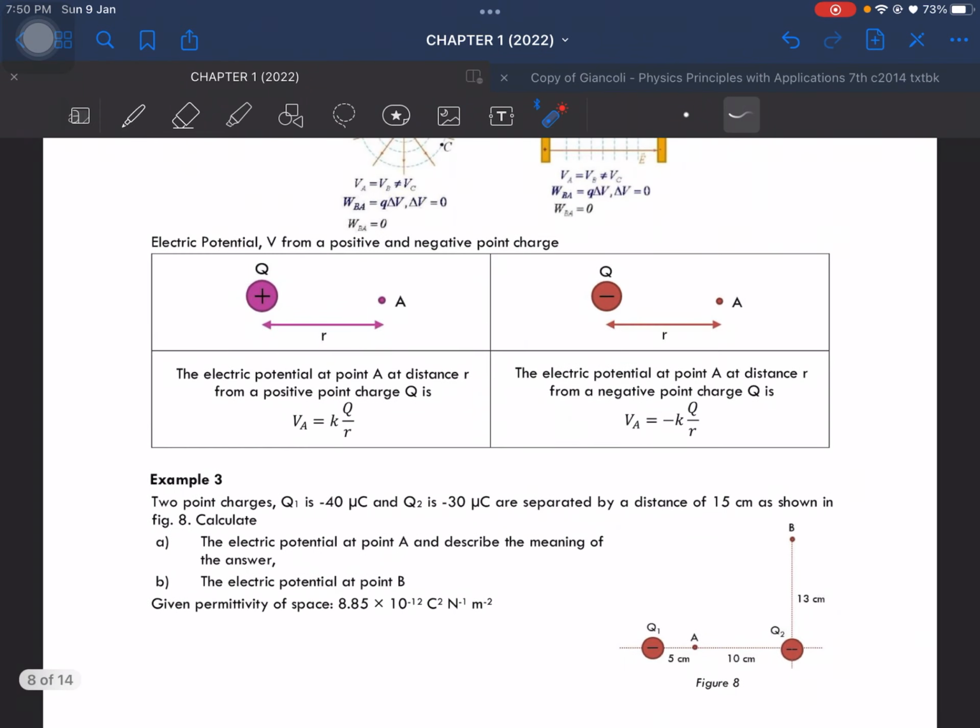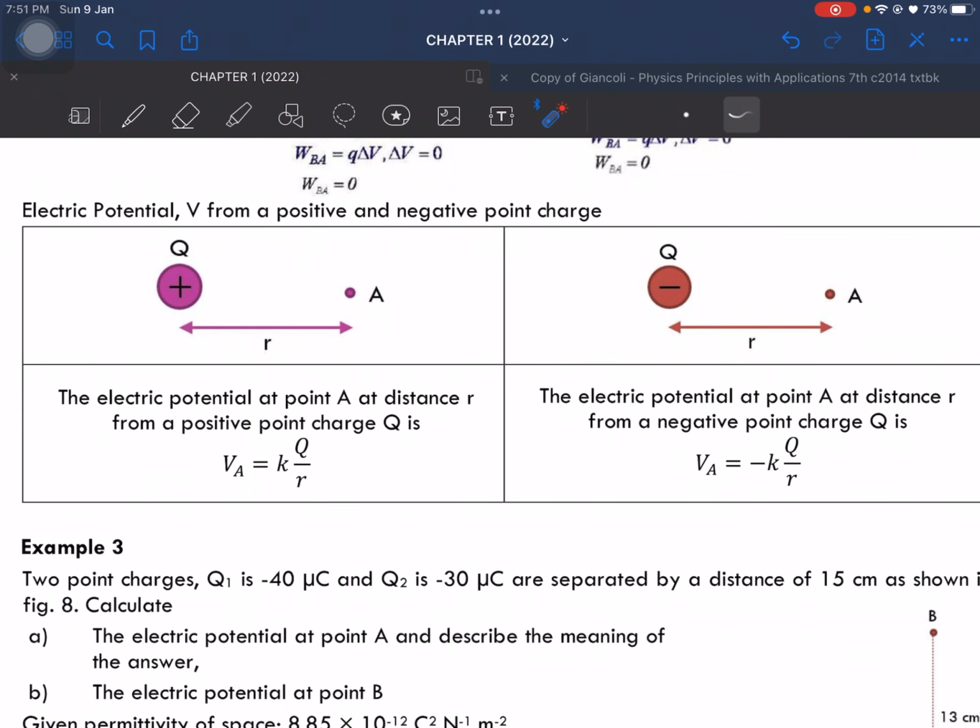And then this is for the electric potential from a positive and negative point charge. Basically, you just have to include the sign. Okay, for example, this one is negative.